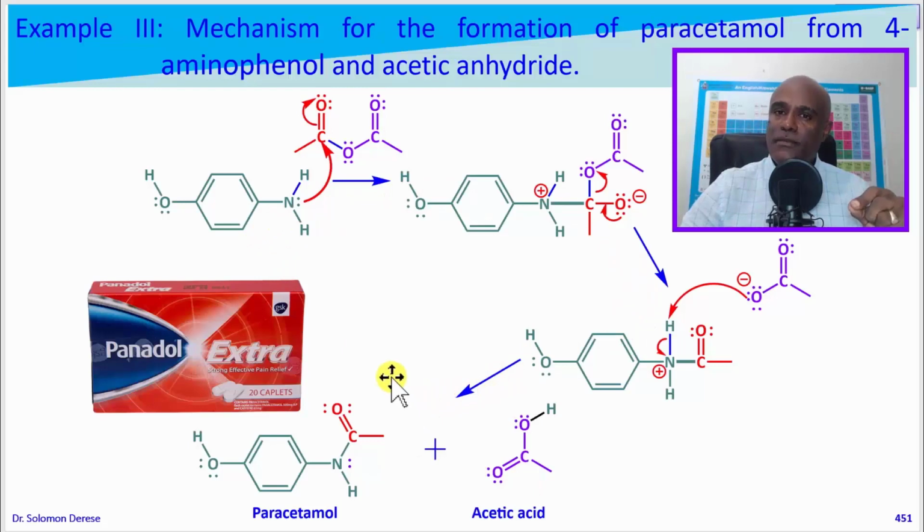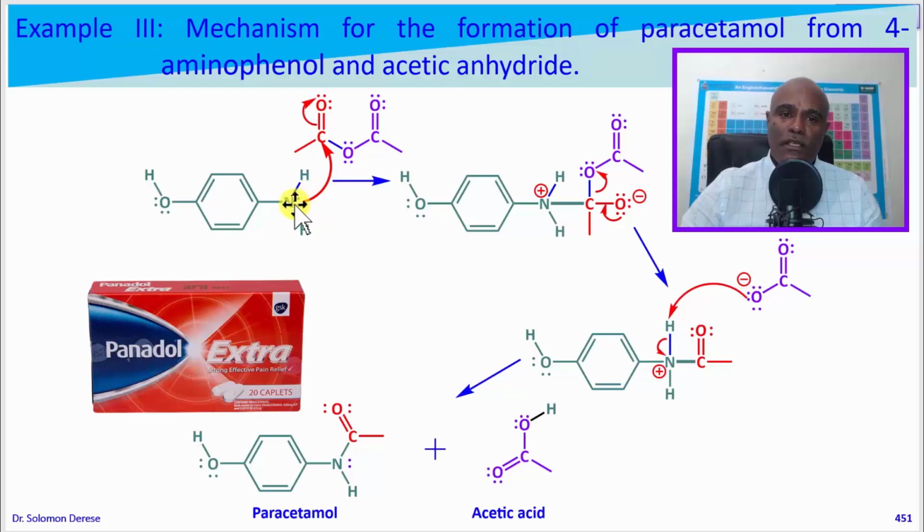You do not have to explain in detail. The reason why I took all my time to explain the whole thing in detail in so many slides, taking a lot of time, is so that you understand the concept. Otherwise, if I asked you to show the mechanism of this reaction, this is basically what you write. It is very important that you identify the nucleophile and say this is the nucleophile, and this is the electrophile. This is the nucleophilic center on 4-aminophenol, and this is the electrophilic center on acetic anhydride. Nothing more.